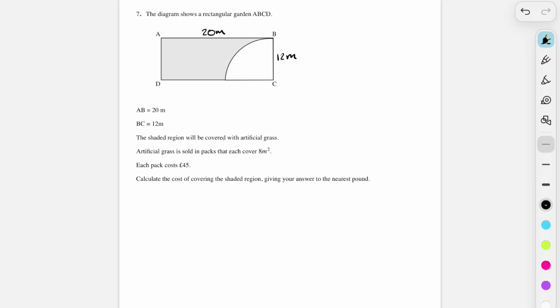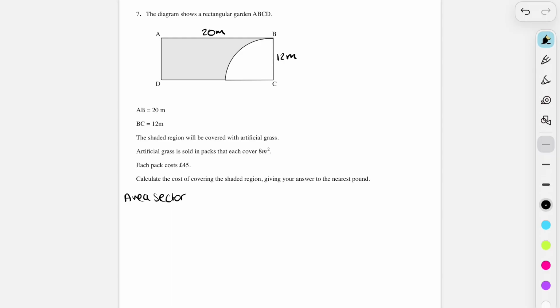So essentially we need to work out the area of the shaded region. We then need to divide that by 8 meters squared to figure out how many packs we need, and then times that by 45 to work out the total cost. To work out the area of the shaded region, I need to first work out the area of this sector and the area of the rectangle and subtract them.